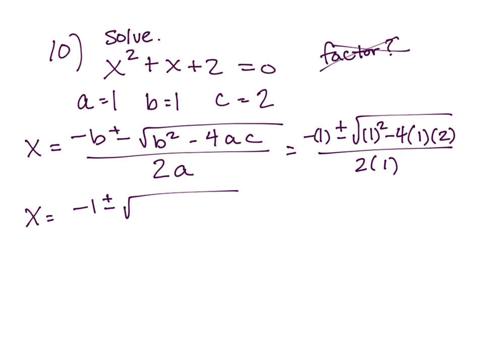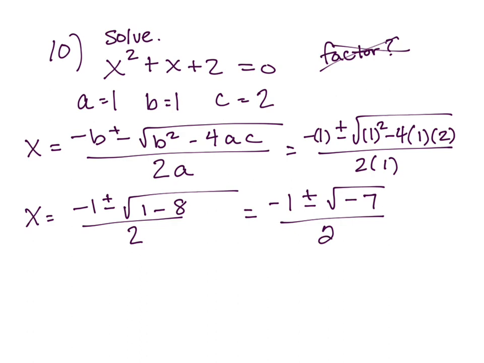Negative 1 plus or minus the square root of 1 minus, what's 4 times 1 times 2? 8. All over 2. So negative 1 plus or minus the square root of negative 7, all over 2. Put it on your calculator.